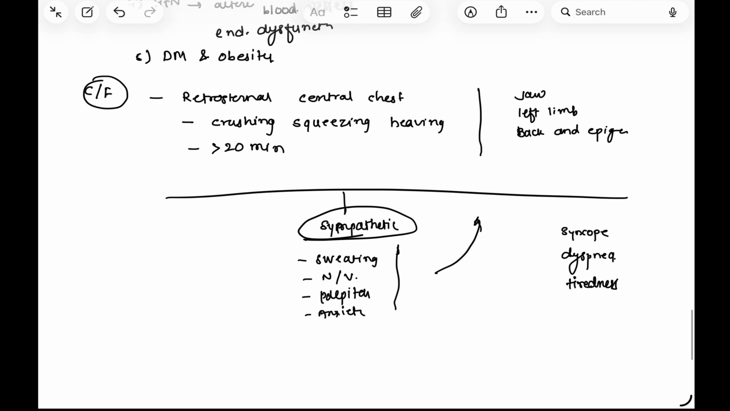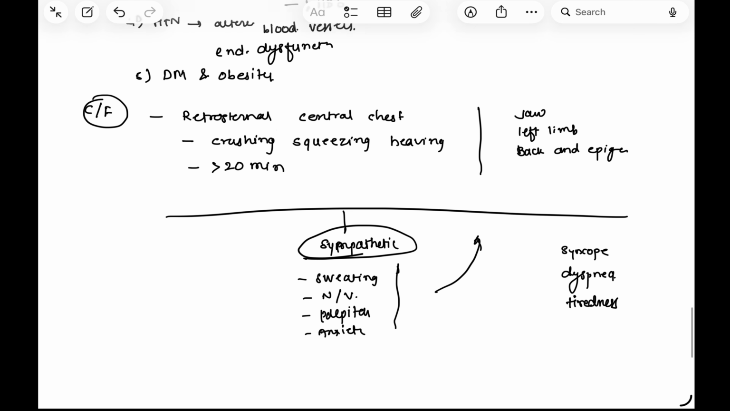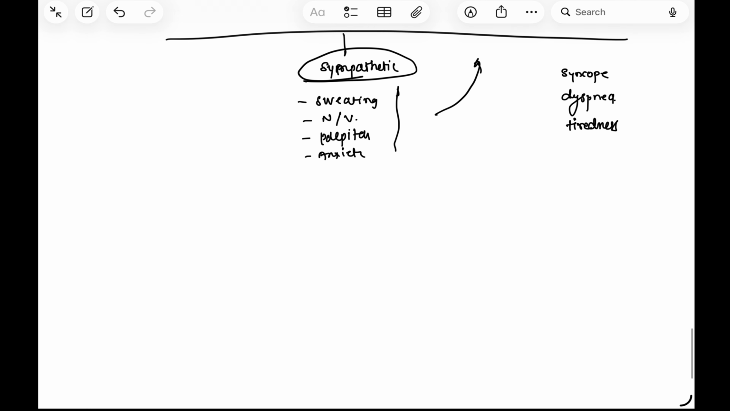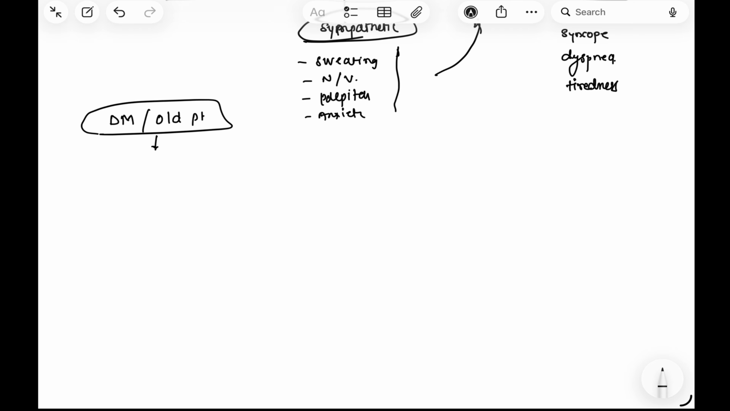But there are a few conditions that are associated with minimal clinical features or minimal complaints, like a patient with diabetes mellitus, or you can say the old patient. They will present to you with very minimal complaints, and they will just say that, sir, there is slight chest heaviness, or there will be a history of dizziness. It might present with blackouts. So in this type of patient, we have to rule out ACS with the help of ECG and cardiac markers. So these are the clinical features.